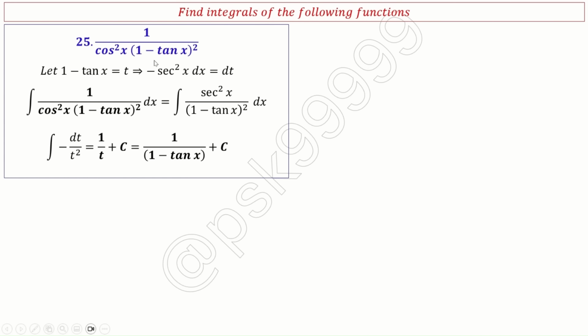So 1 by cos square x into 1 minus tan x whole square. We know that the derivative of tan x is secant square x. 1 by cos square x is nothing but secant square.